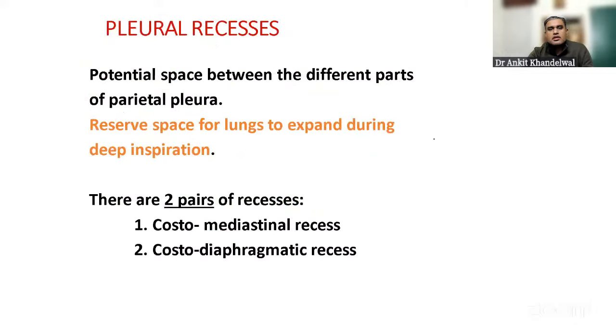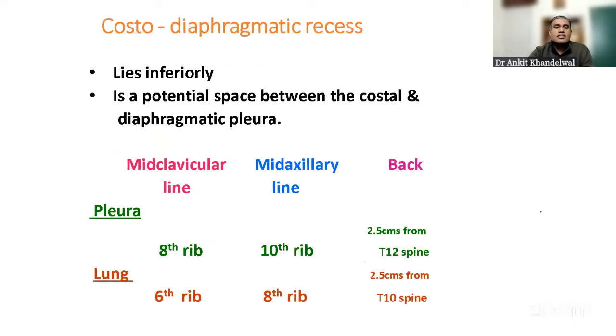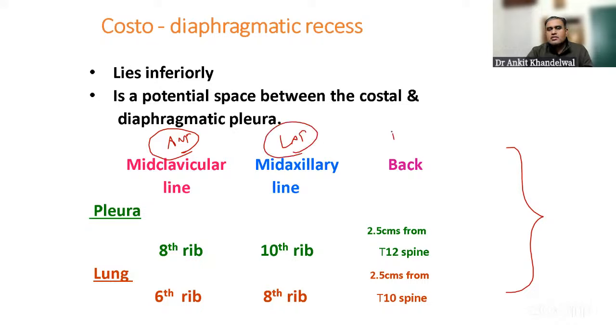Recesses, potential spaces, as we have seen already, two recesses mainly, which are clinically important. Costodiaphragmatic is more important than costo-mediastinal recess. These are the 3 levels that we have seen. Just an idea how to write in exams, guys: make a table like this. The 3 levels of the mid-clavicular line lying anteriorly, mid-axillary lying laterally, and back meaning posteriorly.